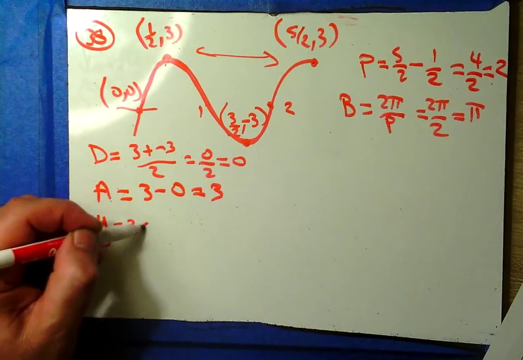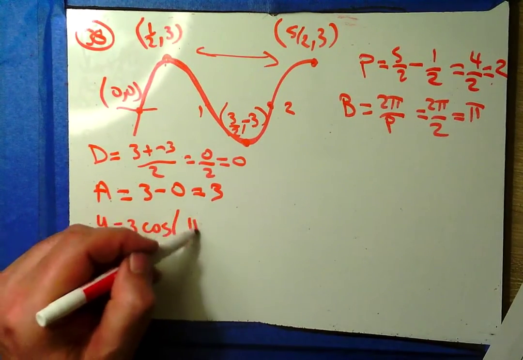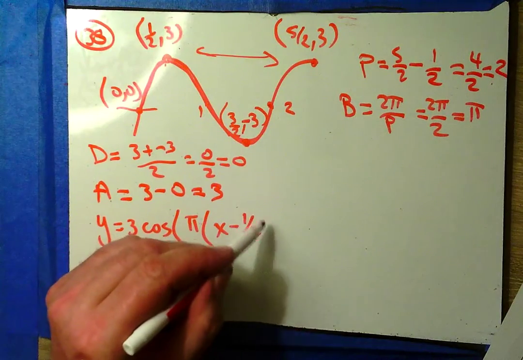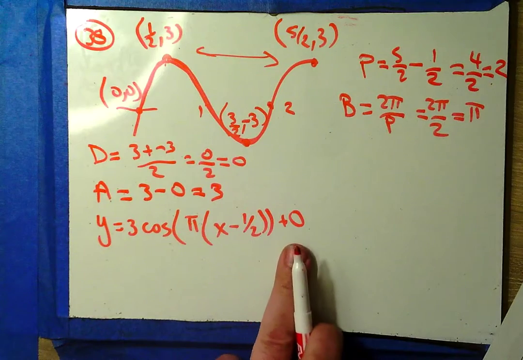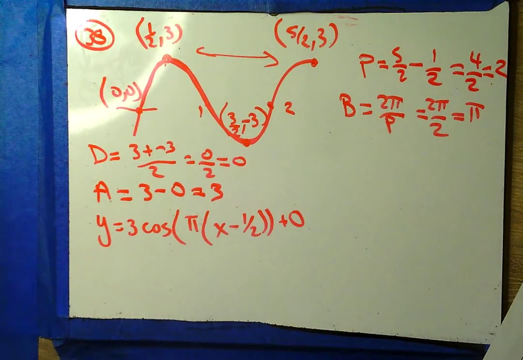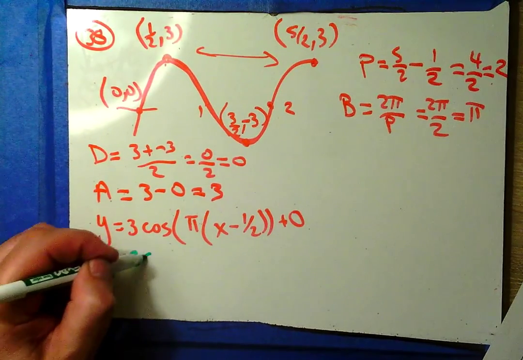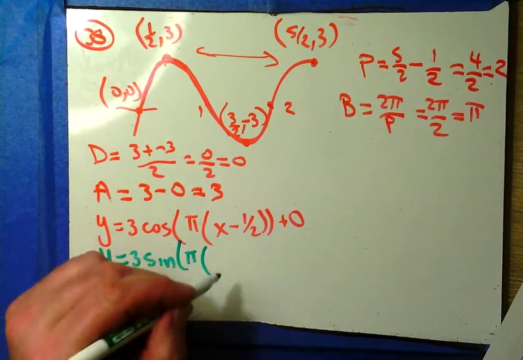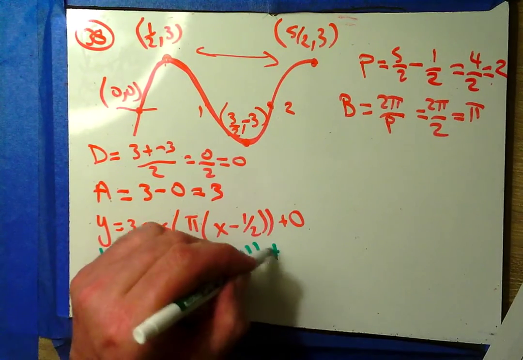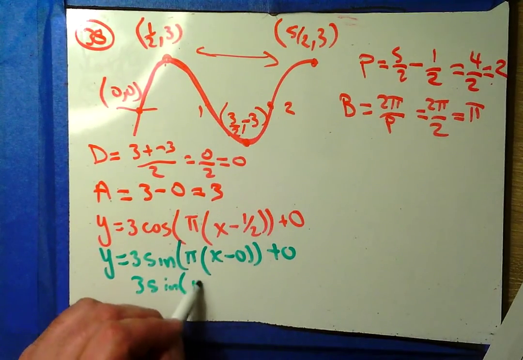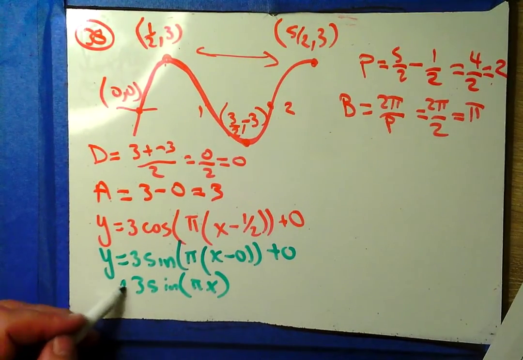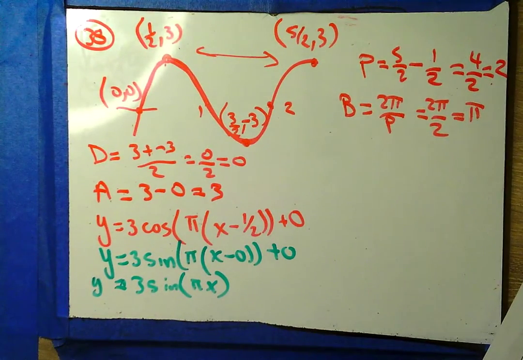y equals 3 positive cosine of pi times (x minus 1/2) plus 0. And I probably wouldn't bother with the plus 0 when I wrote this down. Of course, if you saw this as a sine graph, you would have written y equals 3 sine of pi x minus 0 plus 0, in which case, really, 3 sine pi x. Okay, and that was the last of the going backwards problems.